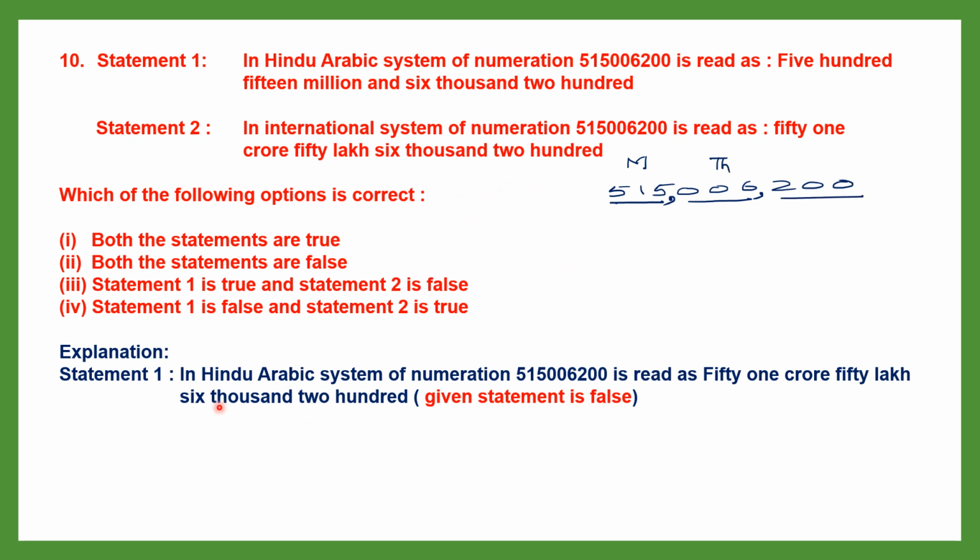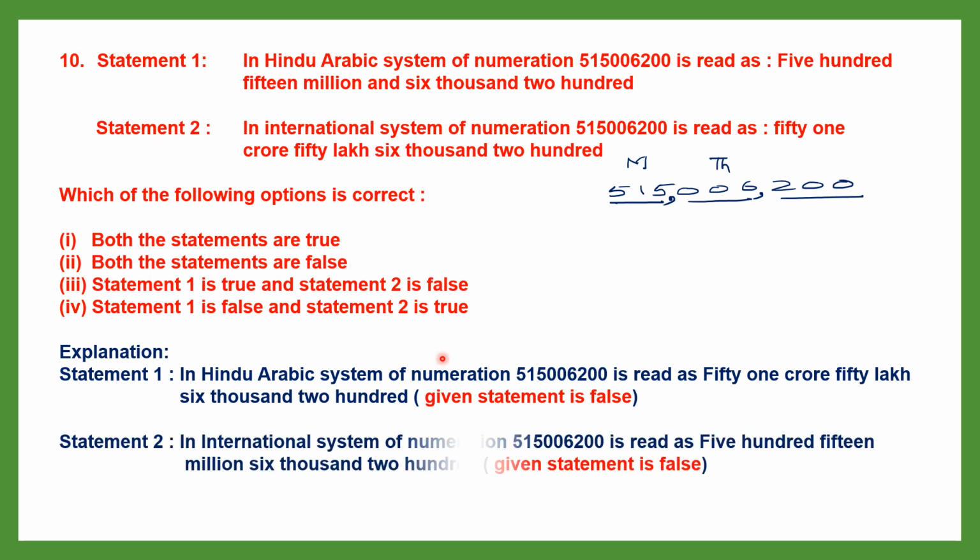So let's write that. Statement 2: in the international system of numeration, this number is read as 515 million, like we wrote here, 6,200. So which option will we choose? We will choose option 2. Why? Because both the statements are false. So option 2 we're going to choose since both the statements are false. So this is our answer, option 2.